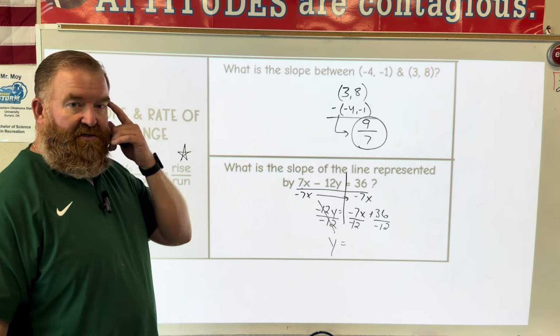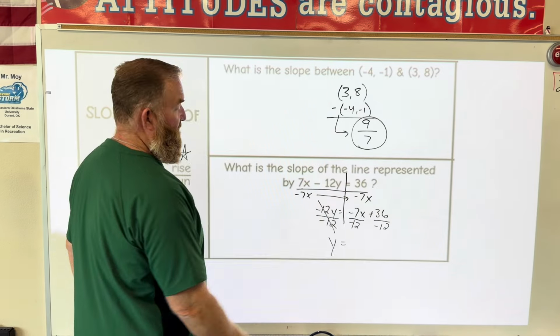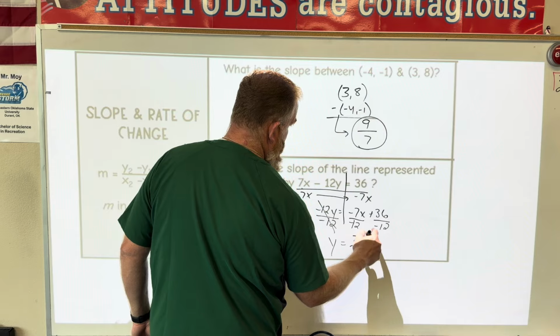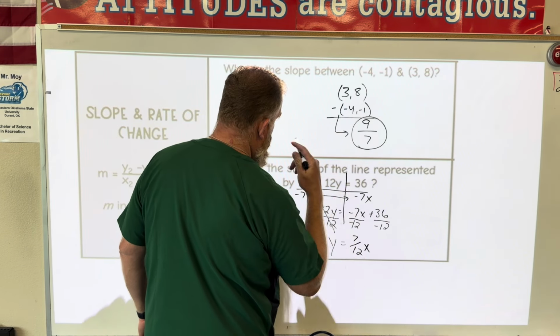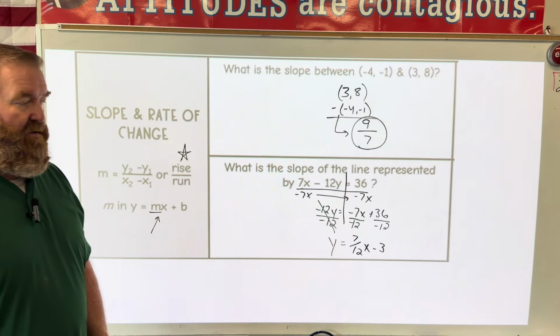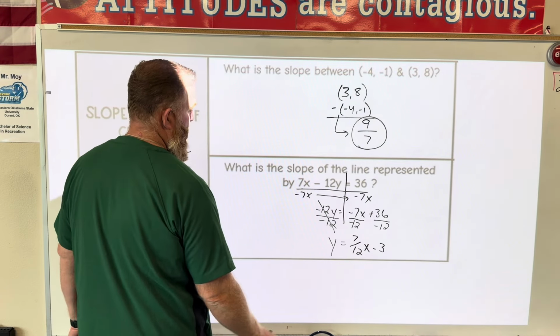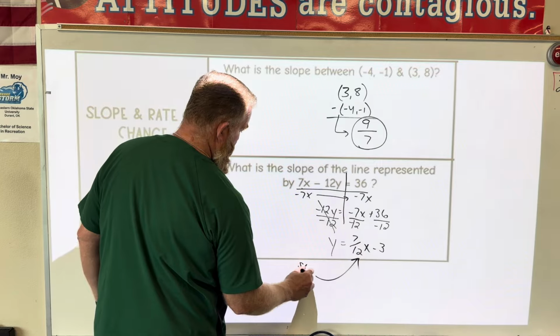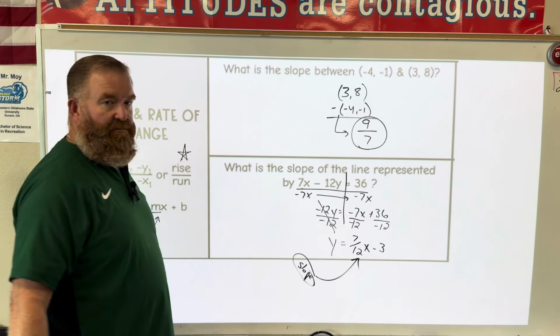Will 7 over 12 reduce? No, so just leave it. What did 2 negatives make? Positive 7 over 12 x, and 36 divided by negative 12 is negative 3. Okay, so what's my slope? Nope, just 7 over 12. My slope is 7 over 12.